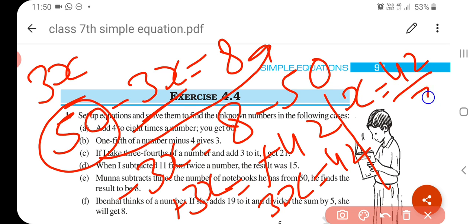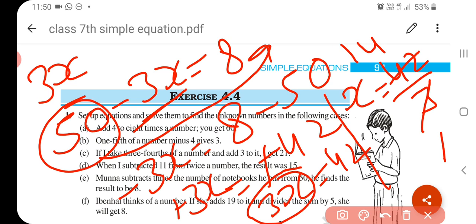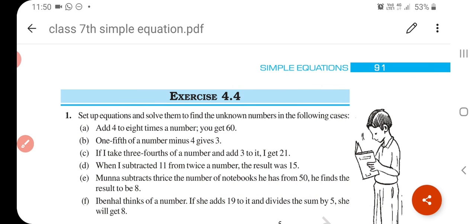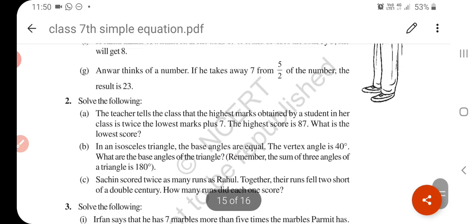So x is equal to 42 divided by 3. Why division? Because here 3 is with the multiplication sign. 3 ones are 3 and 3 fours are 12. So the value of x is 14. Thus the required number of notebooks is 14. Understand? Okay. So this type you have to solve question number first.